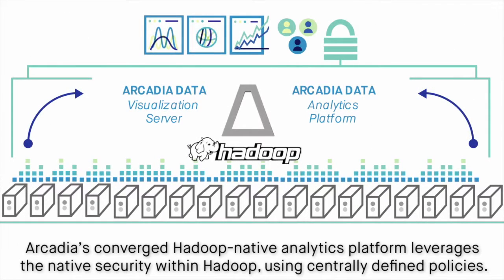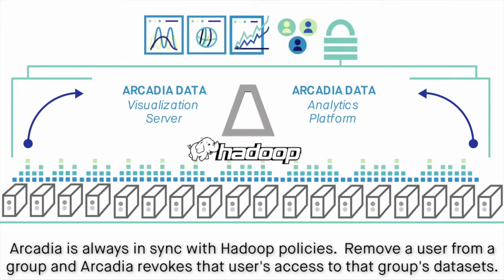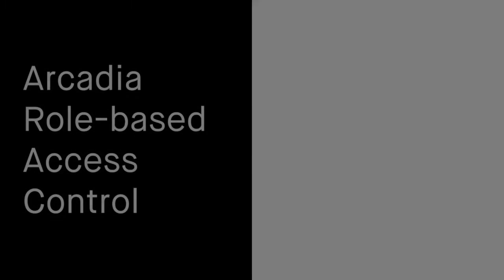Arcadia's converged Hadoop native analytics platform leverages the native security within Hadoop using centrally defined policies. Arcadia doesn't need to move data out of Hadoop because it uses Hadoop-defined roles. That's more error-proof and it cuts your security risk. As a result, Arcadia is always in sync with Hadoop policies. Remove a user from a group and Arcadia will revoke that user's access to that group's datasets.